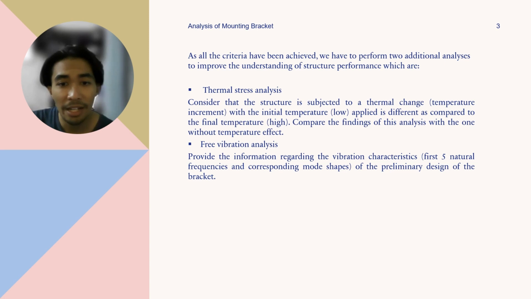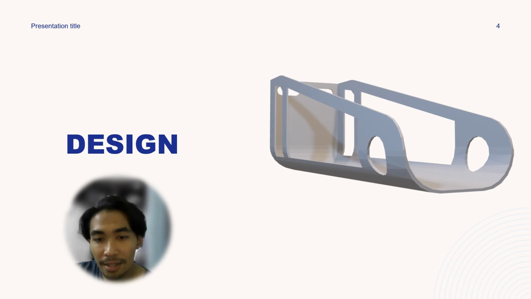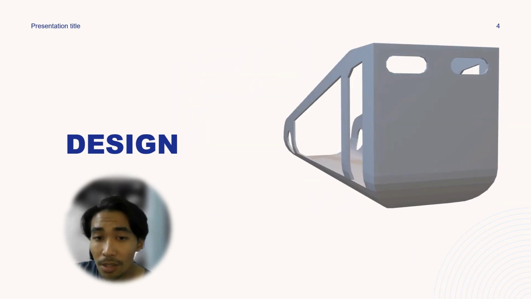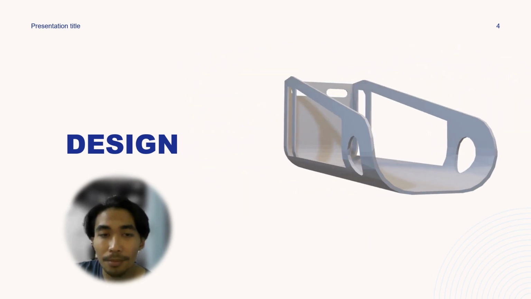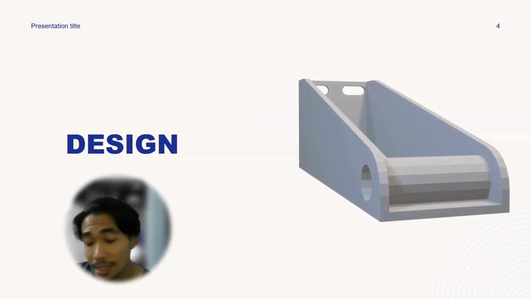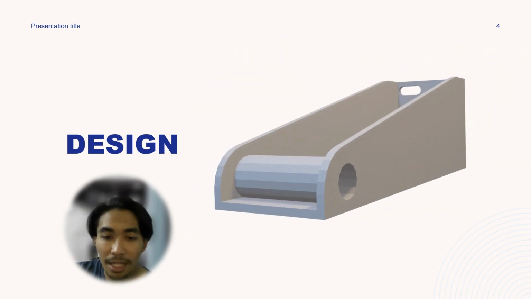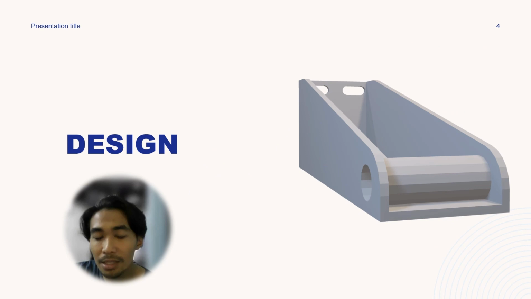After all criteria have been achieved, we have to perform two additional analyses, which are thermal stress analysis and free vibration analysis. For our first design, it doesn't fulfill the design criteria at the loading area because it is too small. For the second design, it also doesn't fulfill the criteria because through linear analysis, we can see the result: it is too much deformation.